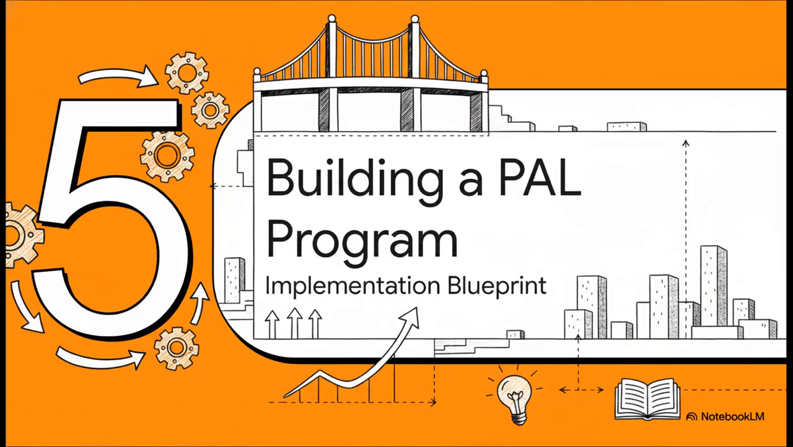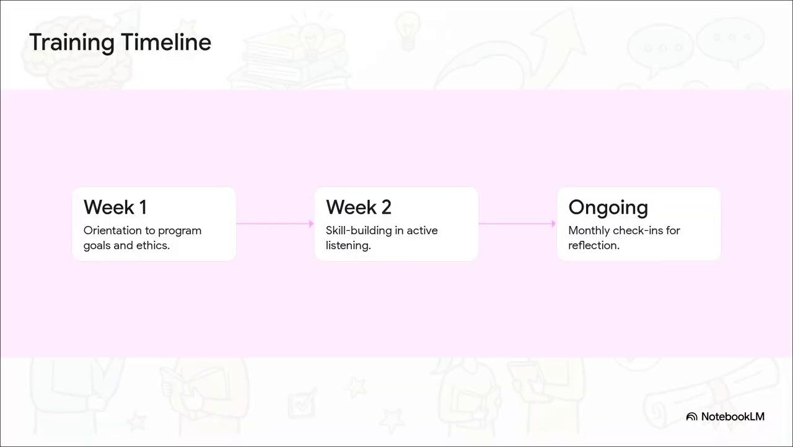So the crucial point is, how do we do this? Section 5, Building a Winning PAL Program. This is your actionable implementation blueprint. How do you actually build this? Well, success hinges entirely on preparation. Here is a proven, structured training timeline pulled straight from the research.